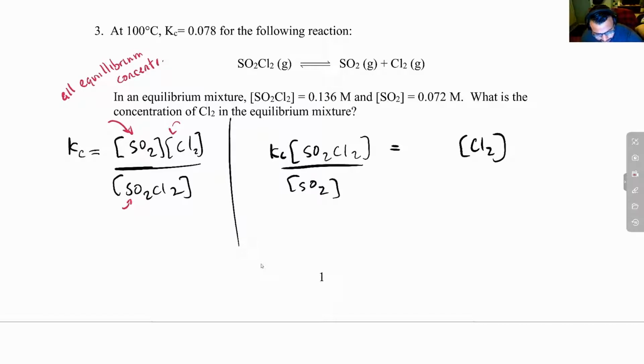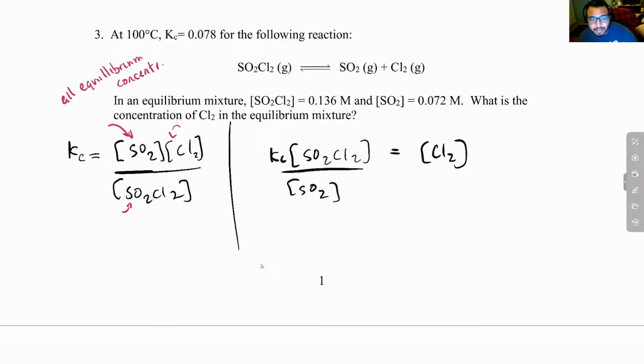So this is a rearrangement of the original equation to get this nice equation here. And then all I got to do is plug in my values for Kc and all the other concentrations to solve for the equilibrium concentration of Cl2. So kind of great that if you know the equilibrium constant and you know the concentrations of the other reactants, you can solve for the remaining constituent of the reaction. So Kc in this case had a value of 0.078.